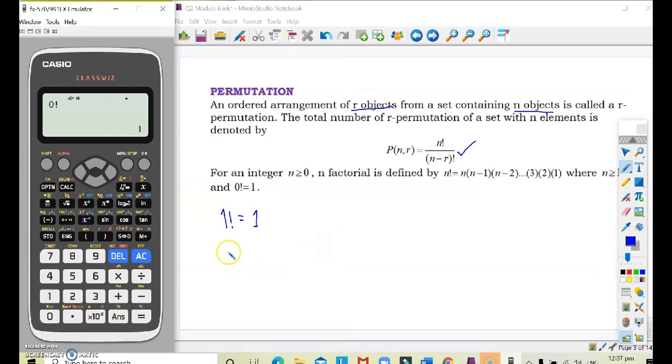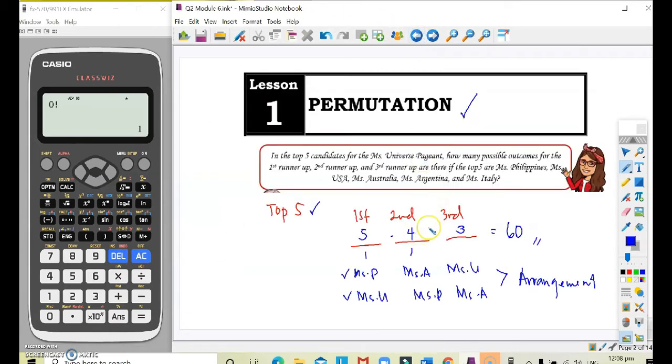So we know 2 things. First, that 1 factorial is 1 and 0 factorial is also 1. So we're going to need these 2 concepts in our discussion of permutation later on. Going back to the problem, we say that this problem is actually a problem of arrangement.